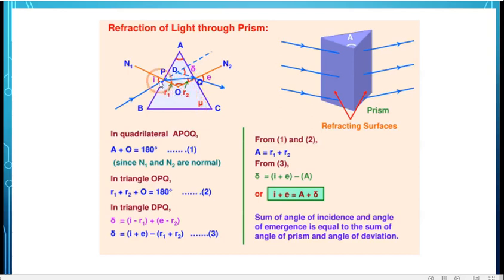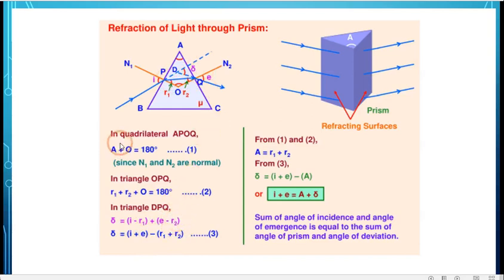In place of that, you can say this whole angle is I, so the remaining part is I minus R1. If this is E, the opposite angle, this whole is E, so the remaining part is E minus R2. So in triangle DPQ, this I minus R1 and this E minus R2, for them delta is like an exterior angle. Therefore, I minus R1 plus E minus R2 is equal to delta. Now, delta is equal to I plus E minus (R1 plus R2).